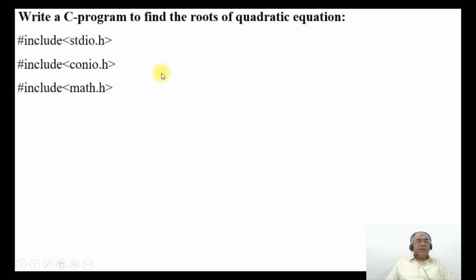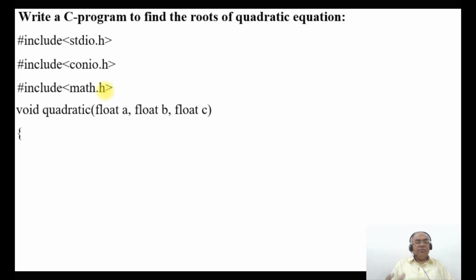So obviously the header files which you can include are stdio.h and conio.h, and here we are including math.h also. That is basically because we have the square root to be found out. So naturally a mathematical function is involved, so we are considering math.h, which is the header file. First we are going to define the name for the user defined function, which is quadratic.